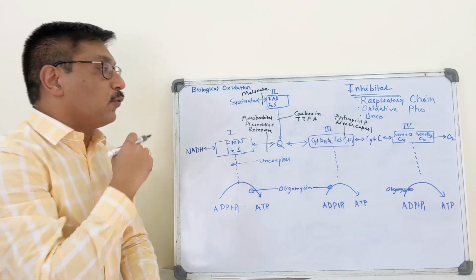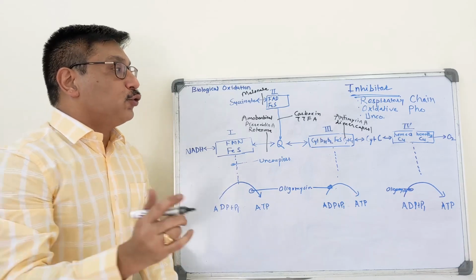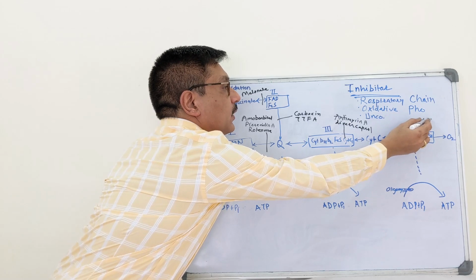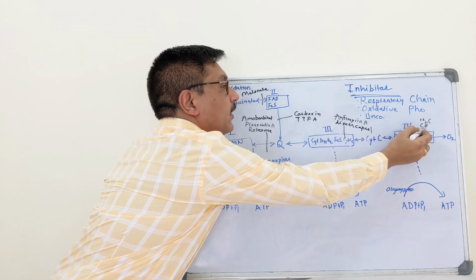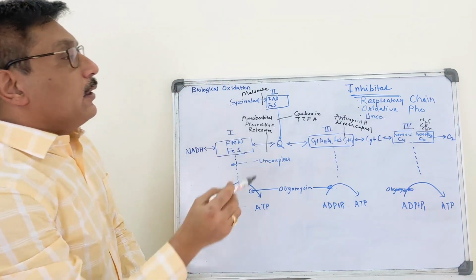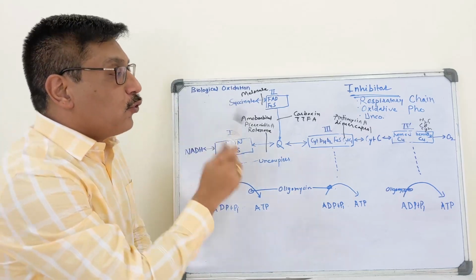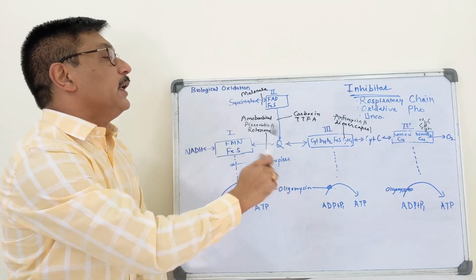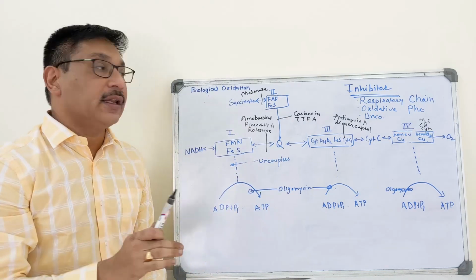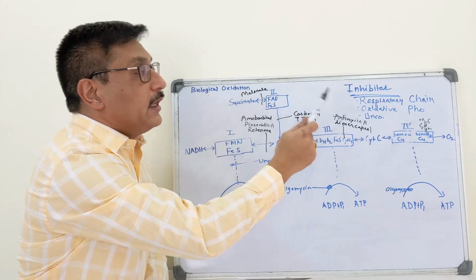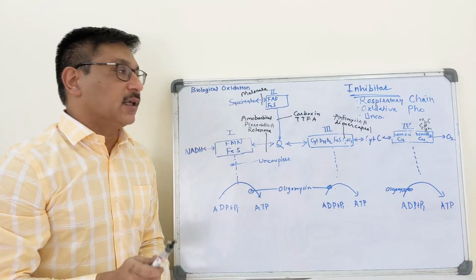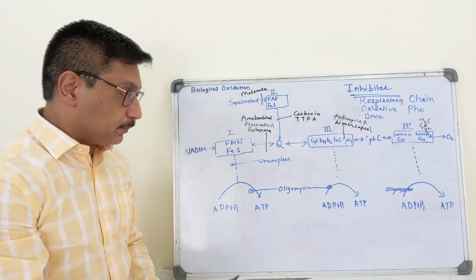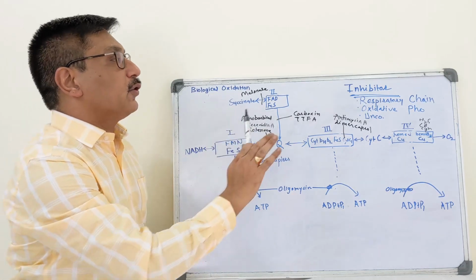Inhibitors of complex 4 are H2S, carbon monoxide and cyanide. When complex 4 is inhibited, there is complete inhibition of the respiratory chain, and hence the inhibitors of complex 4 are lethal. H2S, carbon monoxide and cyanide are lethal. These are the inhibitors of the respiratory chain.